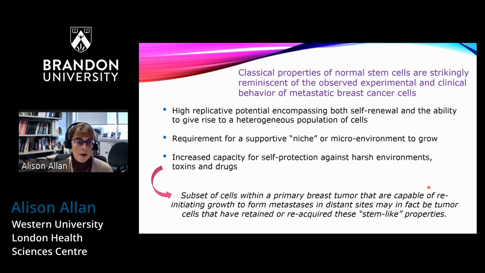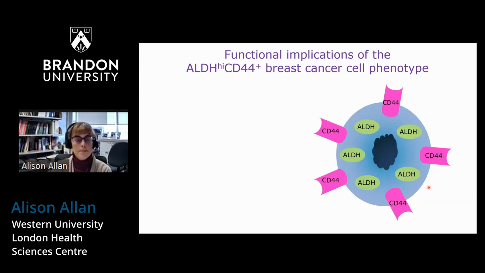And so we hypothesized that the subset of cells within the primary breast tumor that are capable of reinitiating growth to form these metastases in distant sites may in fact be tumor cells that have retained or reacquired these stem-like properties.